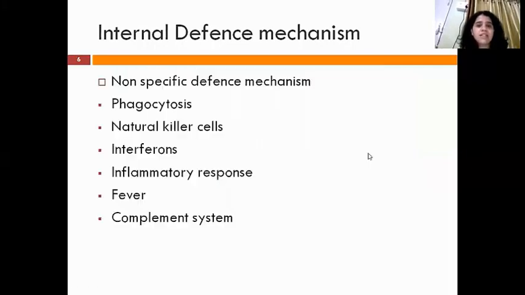Next is the internal defense mechanism. Under this internal defense mechanism, as we have already discussed, there are two types, specific and non-specific. Today we'll be discussing the non-specific defense mechanism. Under this non-specific defense mechanism, there are different cells and processes: phagocytosis, natural killer cells, interferons, inflammatory response, fever, and the complement system.